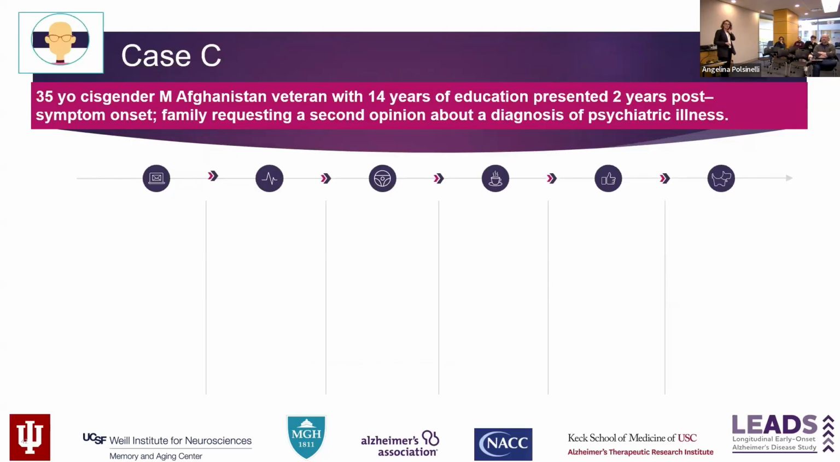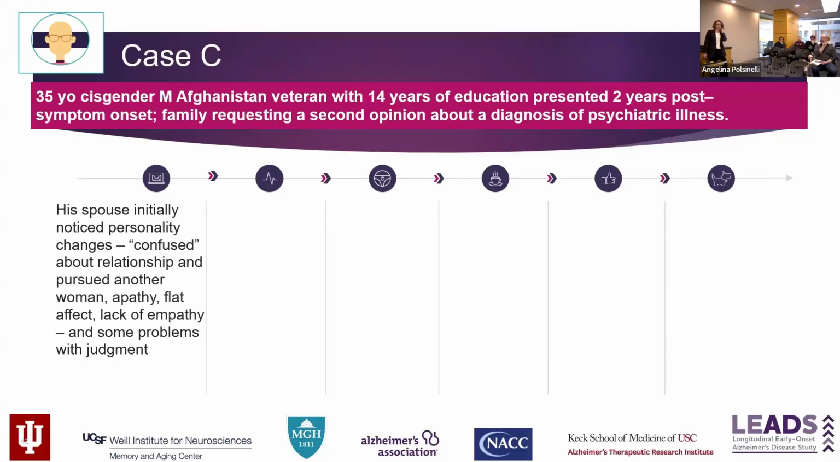KC was a 35-year-old cisgender man who was an Afghanistan veteran with 14 years of education. He presented at the clinic 2 years post-symptom onset. His family was requesting a second opinion because he had been diagnosed with a psychiatric illness. His spouse initially noticed personality changes about 2 years prior. He reported being confused about their relationship and had started to pursue another woman, which his spouse said was extremely out of character for him.